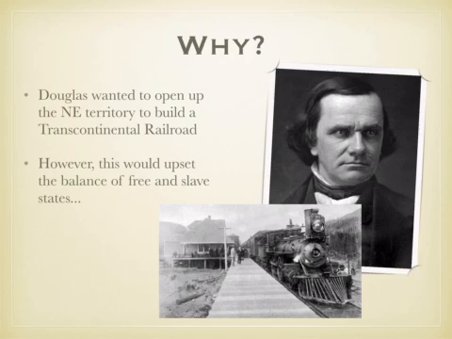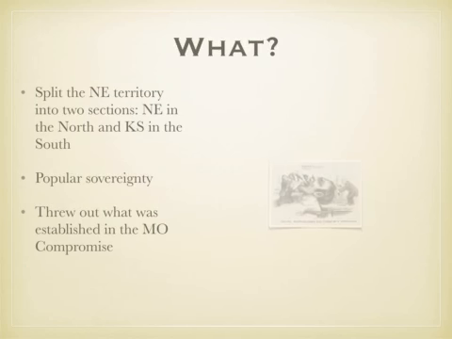However, the Nebraska Territory was north of that 36th parallel line, which, remember, from the Missouri Compromise, the territory would have to enter as a free state, and that would upset the balance of free and slave states, because at this time, the amount of free and slave states was perfectly equal. So what to do? How to solve this problem?